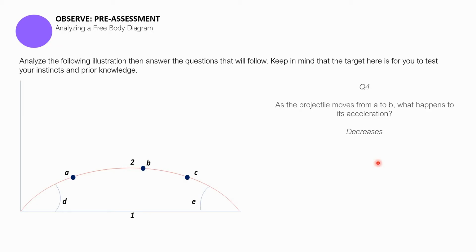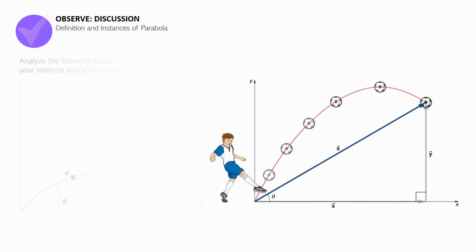Okay, so I would like you to rate yourselves. How many of the answers did you get correctly? Report them on the upper right-hand corner of your sheets of paper or on that page of your science notebook, so that I would be able to see it once checking has gone. So we're done with the first part, observe pre-assessment, which is analyzing a free body diagram. Let's now proceed to the second part.